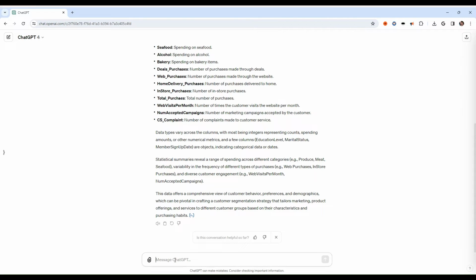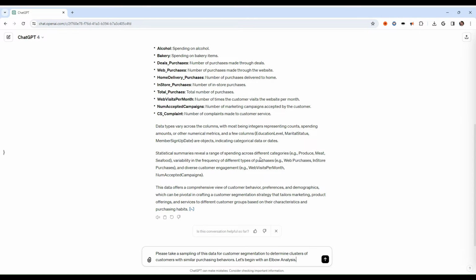Now we're ready to do our customer segmentation. I had to refresh ChatGPT. That just happens from time to time. I reloaded the data and asked it to familiarize itself with it. We're now going to ask it to do a sampling of this data, focusing on purchasing behavior, and beginning with an elbow analysis, which is a common data science technique for clustering.